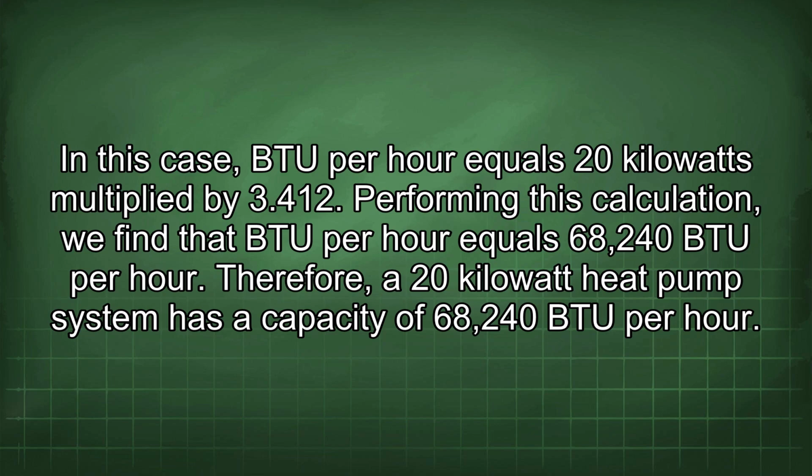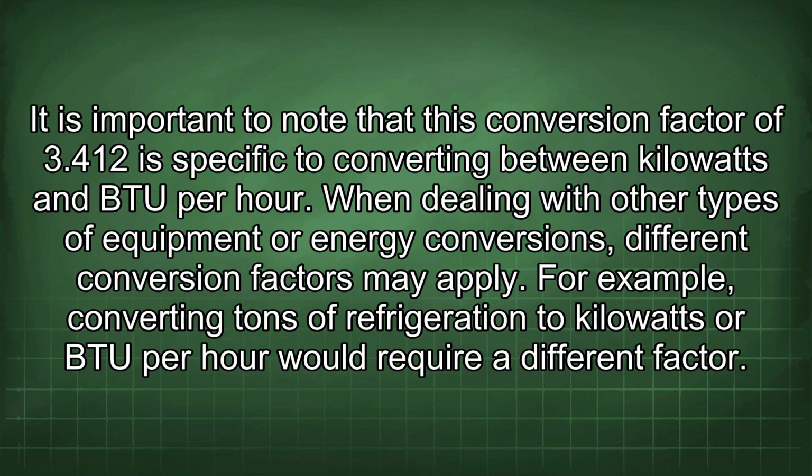Therefore, a 20 kilowatt heat pump system has a capacity of 68,240 BTU per hour. It is important to note that this conversion factor of 3.412 is specific to converting between kilowatts and BTU per hour. When dealing with other types of equipment or energy conversions, different conversion factors may apply. For example, converting tons of refrigeration to kilowatts or BTU per hour would require a different factor.